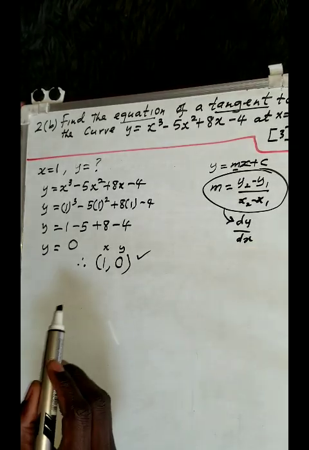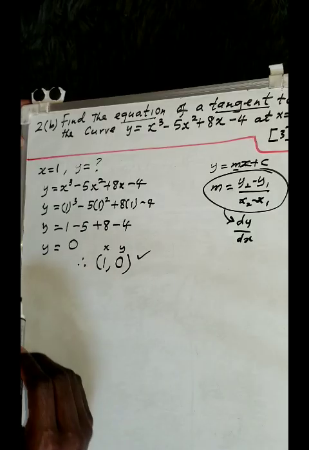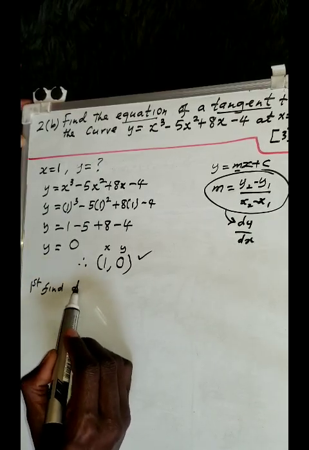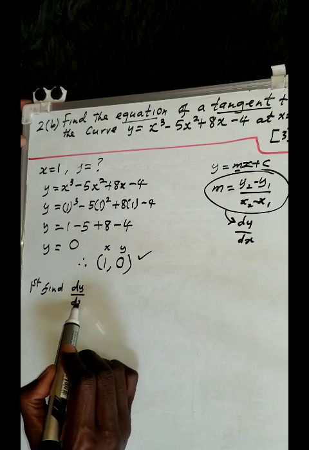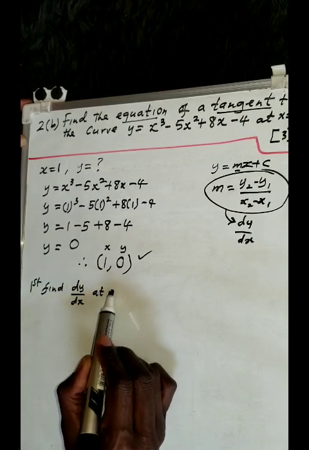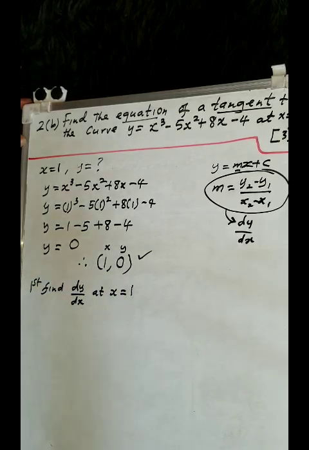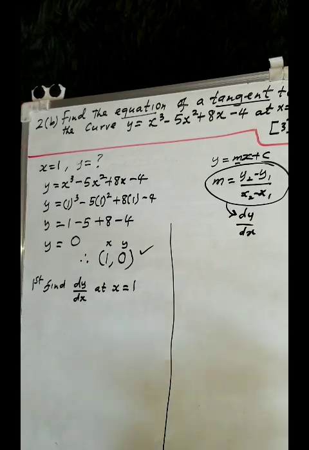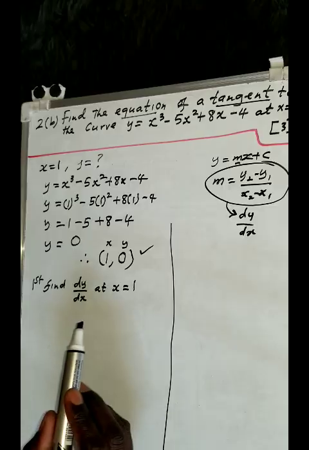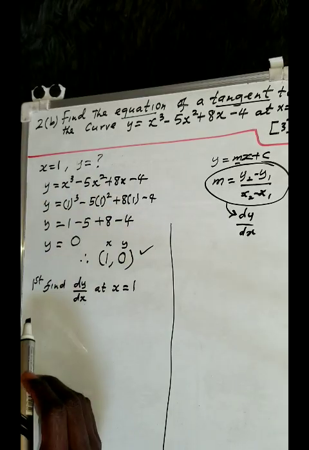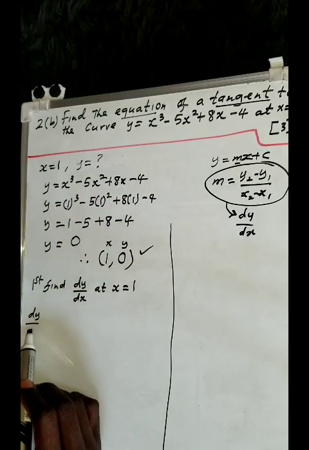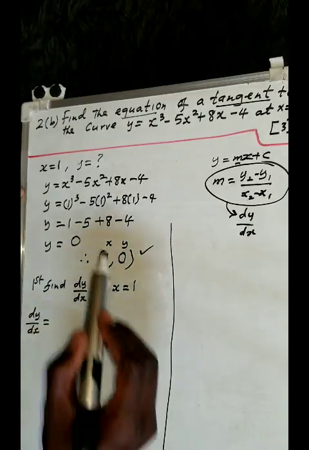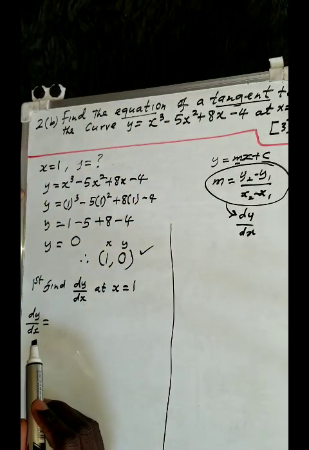All right. So the next thing that we are going to do is first find dy over dx at the point where x is equal to 1. So that is what we are going to do. We are going to find dy over dx at the point where x is equal to 1. So how are we going to do it? Remember, we can differentiate that one, dy over dx. In case you are still lagging, you can go back to some other videos that I made on calculus, then you can learn how to go about that.